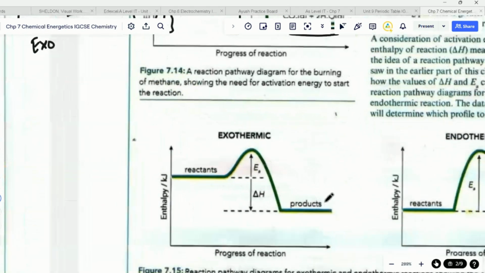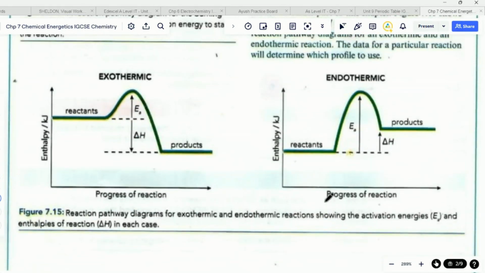So have a look at these two pathway diagrams. See over here, it is an exothermic reaction. Why? The energy of the reactant is greater than the energy of the product. How is this an endothermic reaction? See, the energy of the reactant is less than the energy of the product over here.